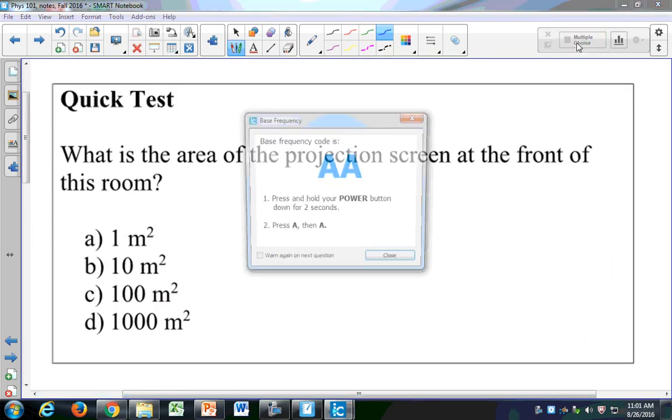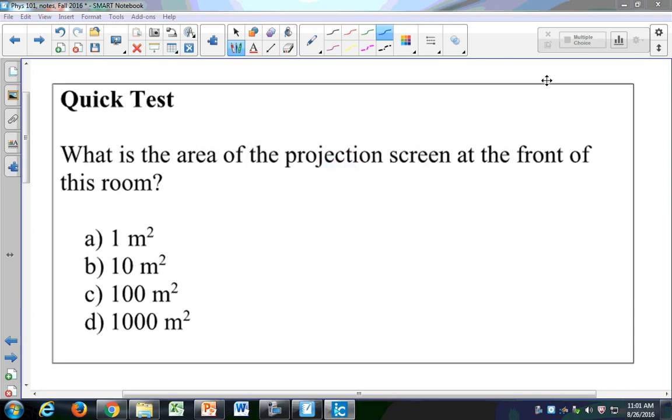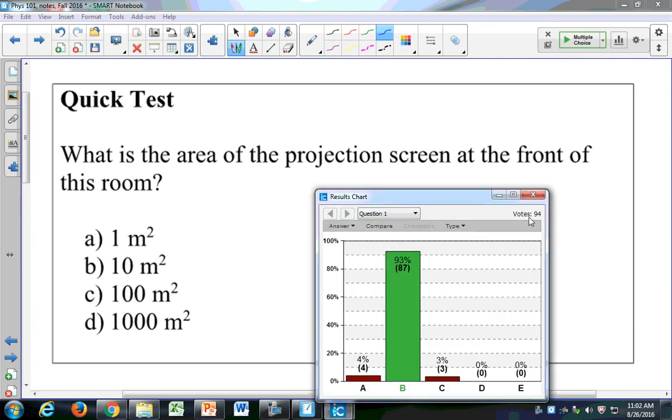Let's try this. This is from an old test. What is the area of this projection screen? This screen, is it 1, 10, 100, or 1,000 square meters? All right, I'm going to stop at 30 seconds. Remember, you can ask your neighbor if you like. Almost everybody has the right answer. All right, awesome. B is the right answer.